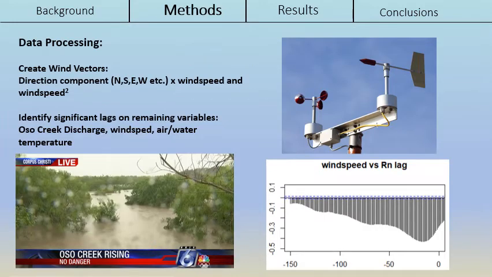So the last step in data processing is to finish creating these wind vectors by actually multiplying them by wind speed and wind speed squared to pick up any nonlinear relationships between wind speed and radon inventory. We're also looking at lags between the Oso Creek discharge and radon inventory, as well as air and water temperature. Anything that had a significant peak or valley in its lag plot was created as a new variable.